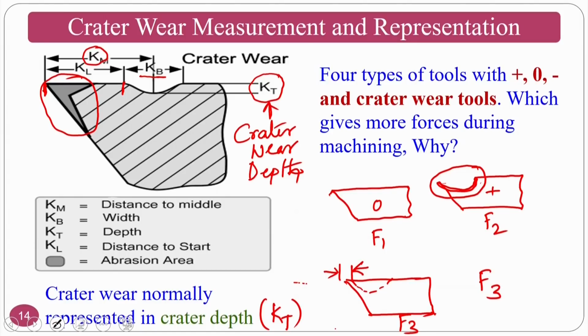F3 is greater than F1, greater than F2. Okay. So, that is some of the reasons. There are many other reasons also. For the same cutting tool, normally this starts slightly ahead, this is the distance and it is rough. Okay.